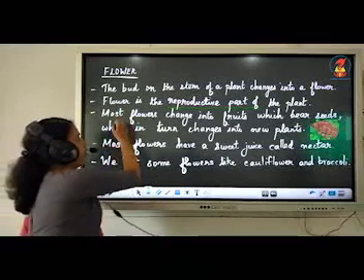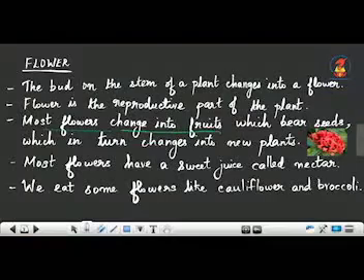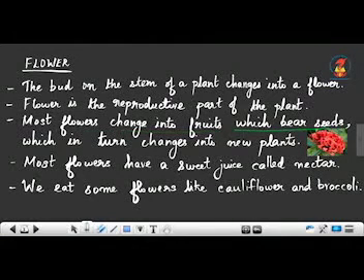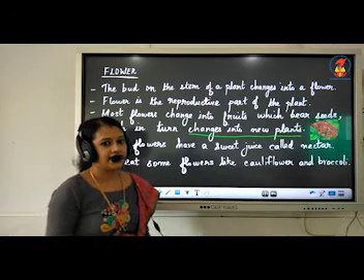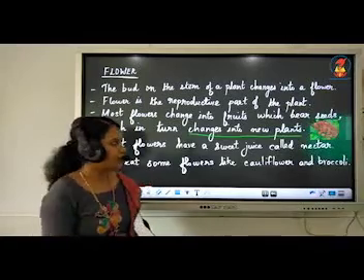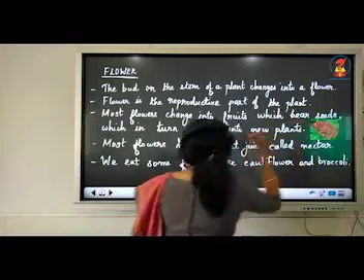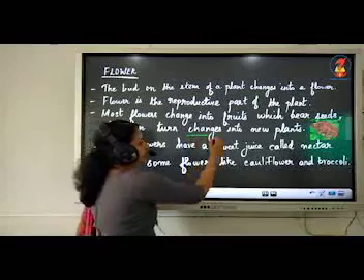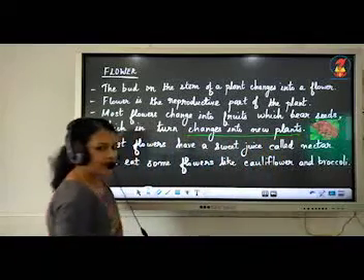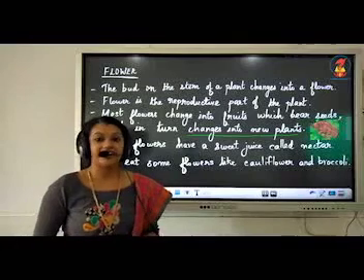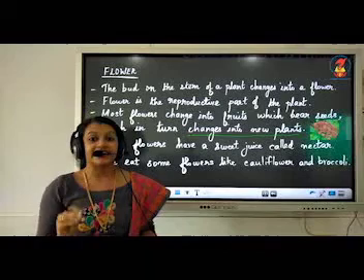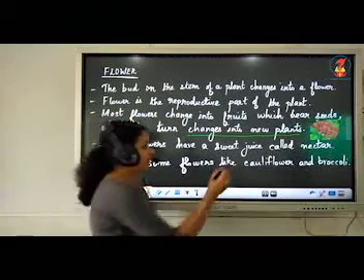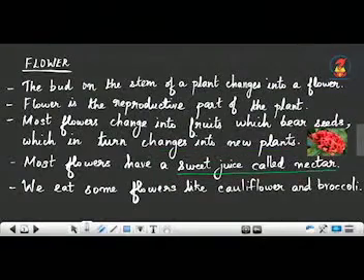So, as I said, most flowers change into fruits which bear seeds, which in turn change into a new plant. The flowers will change into fruit. Inside the fruit, you can find seeds. Those seeds will turn into a new plant. And also, in some of the flowers, you can find a sweet juice. That sweet juice is called nectar.